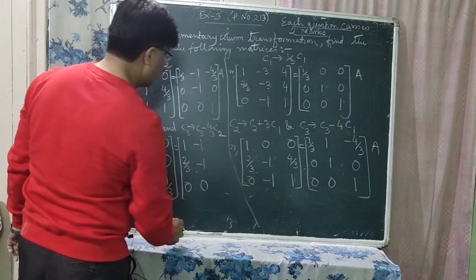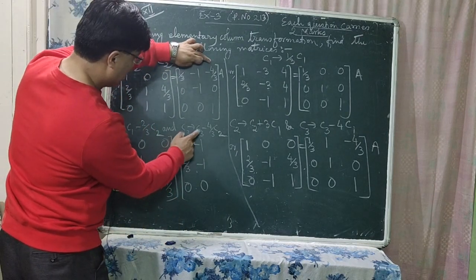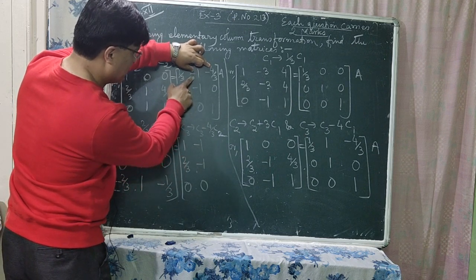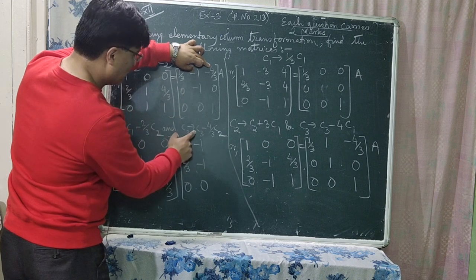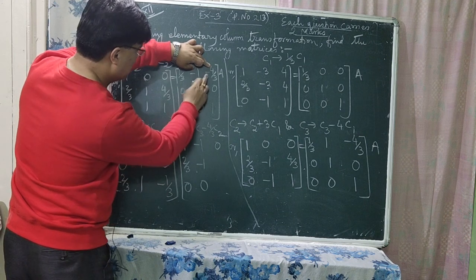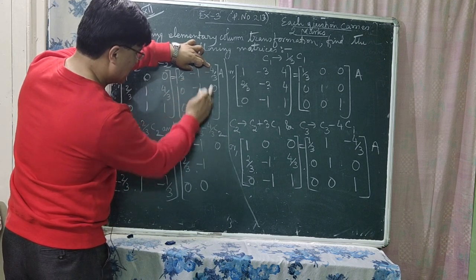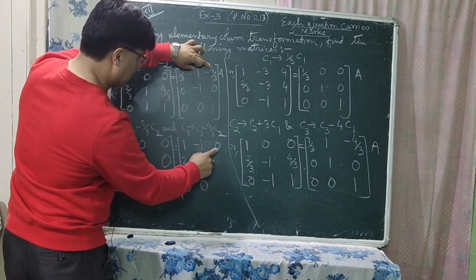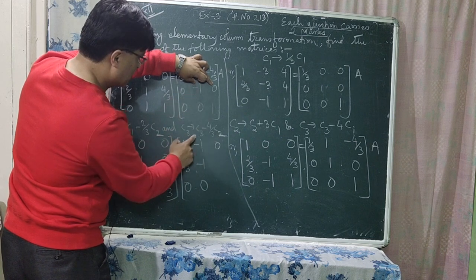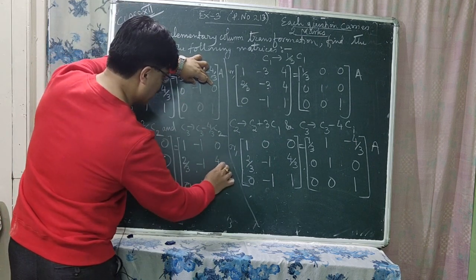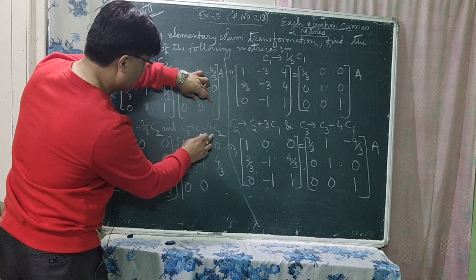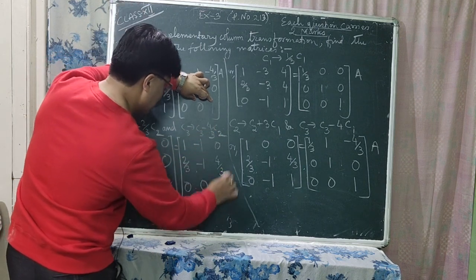Now next, how does this column 3 change? Column 3 is changing here. C3 is minus 4 by 3, C2 is minus 1. Right? So minus 4 by 3 plus 4 by 3, that means it is 0. Next, C3 is 0 and C2 is minus 1. 0 minus 4 by 3 into minus 1, that is plus 4 by 3. Right? And then next, C3 is 1 minus 4 by 3 into 0, that means it is 1.